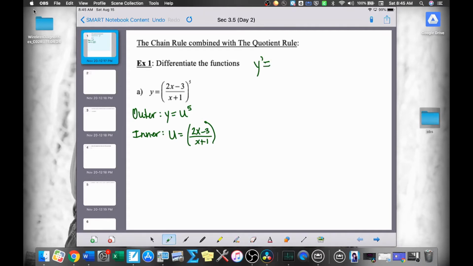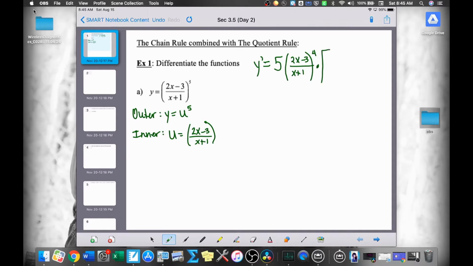So y prime is going to be equal to, I am going to bring the 5 down, and then the inner function is my quotient, which is 2x minus 3 divided by x plus 1. And then the exponent on that is going to become a 4. But now the chain rule part says that I have to multiply by the derivative of the inner function. So here's where I have my quotient rule. So now I have to do low d high minus high d low over low squared.